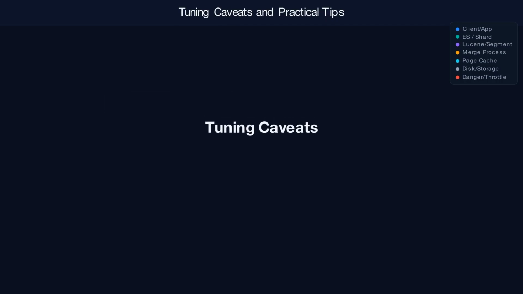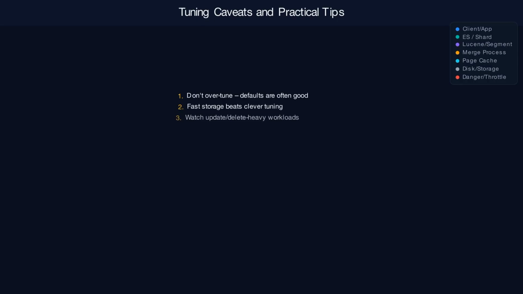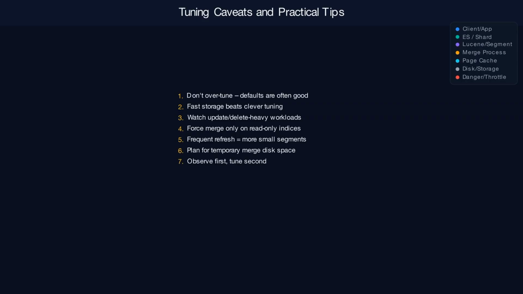Here are practical caveats. First, do not overtune merge settings blindly. Defaults are often good, especially on SSD or NVMe. Start by measuring. Second, storage matters more than most people think. Fast storage and enough free disk headroom often beat clever tuning. Third, watch update and delete heavy workloads. They create extra merge pressure.